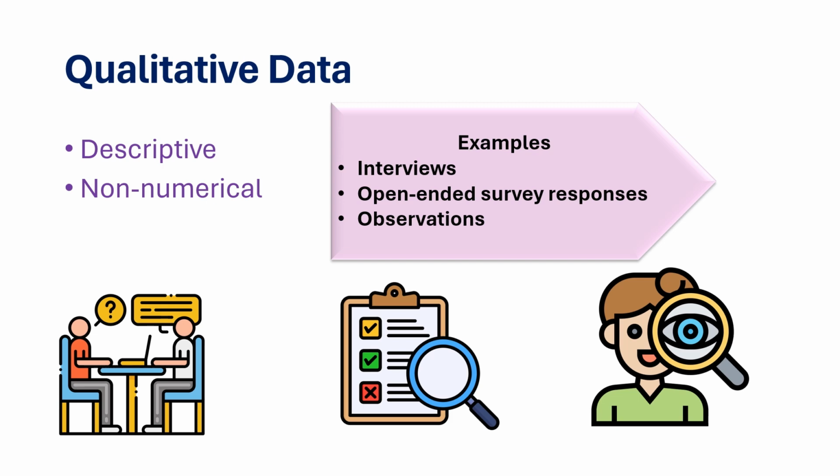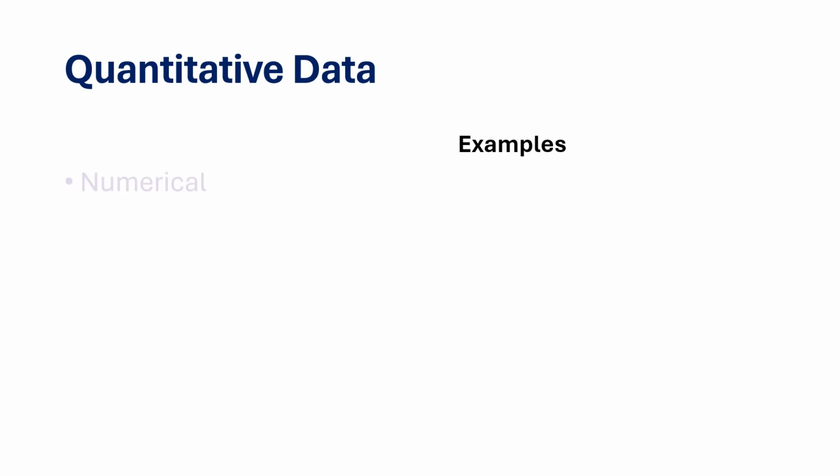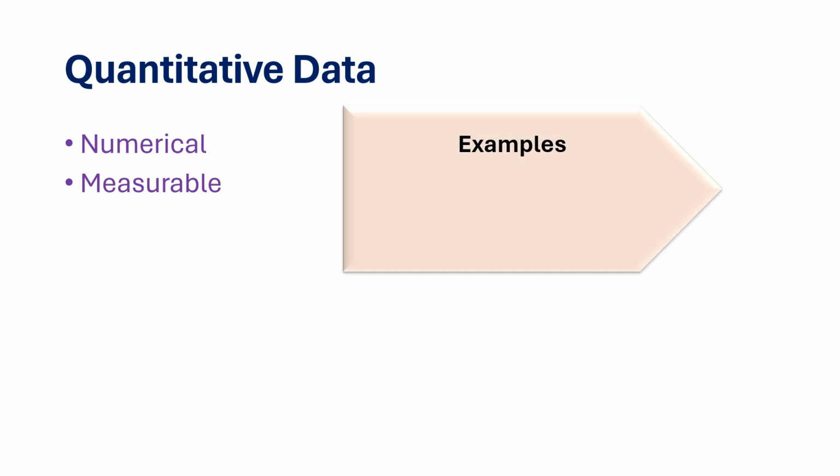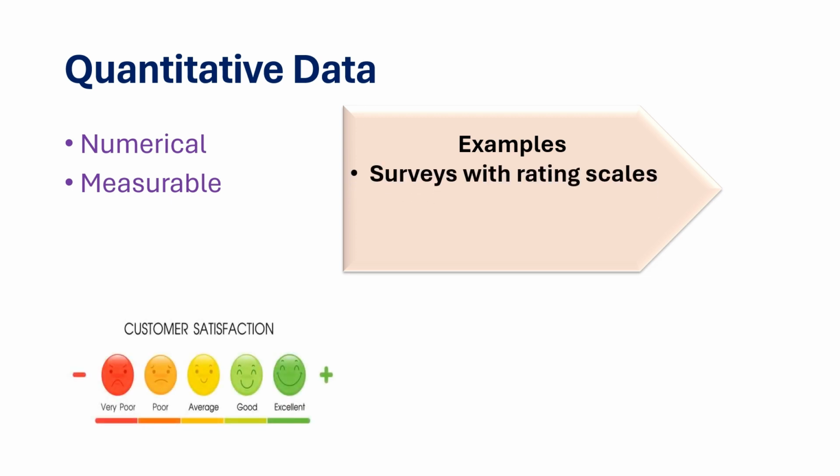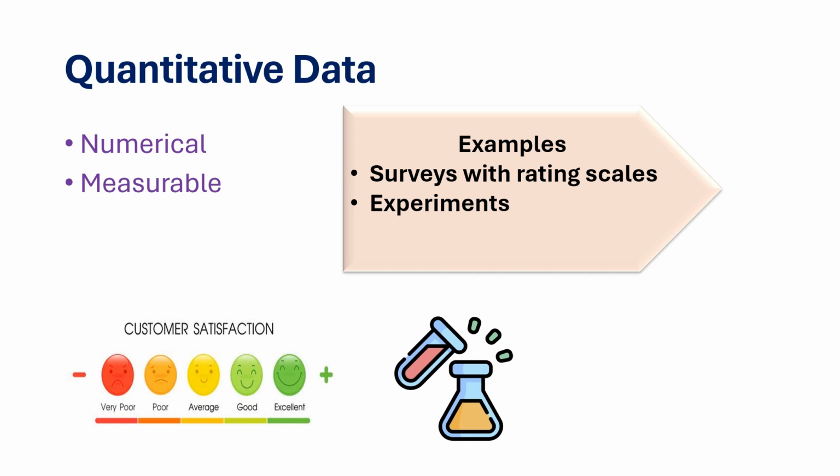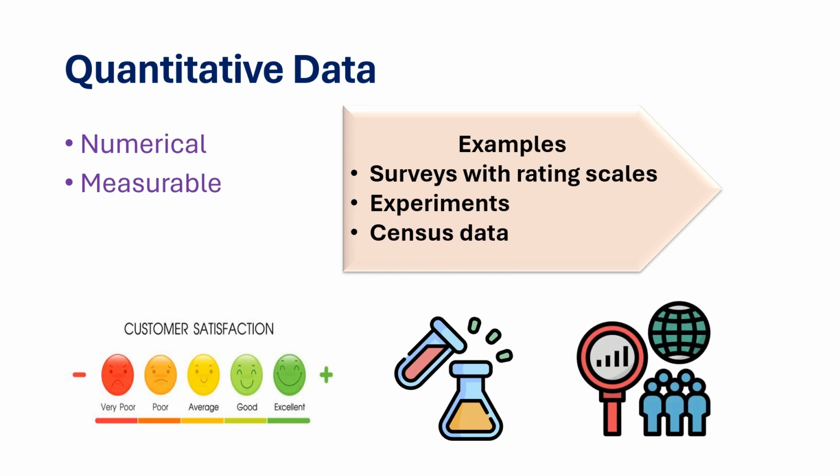Quantitative data, on the other hand, is numerical and measurable. It is used to quantify attitudes, opinions, behaviors, and other defined variables. For example, surveys with rating scales provide quantitative data by assigning numerical values to respondents' answers. Experiments, where variables are manipulated and measured, also produce quantitative data. Census data, which involves collecting information from an entire population, is another example. Quantitative data is essential for statistical analysis and helps in identifying patterns, testing hypotheses, and making predictions.